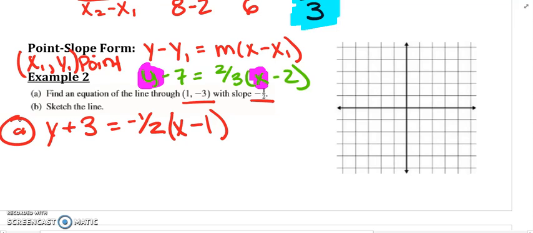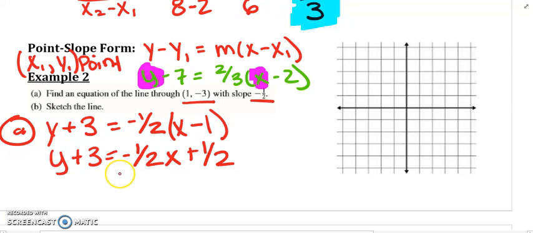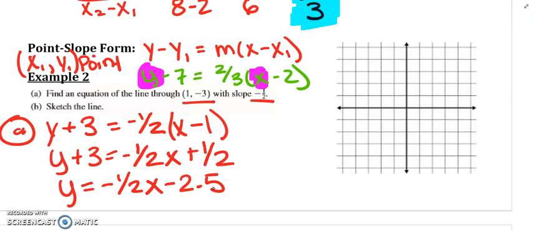Later we'll do slope intercept, which is what you're used to, which is solving for y. So if you wanted to do that, which like I said, at some point you'll need to, this is mostly what I'll make you do. I distributed my negative 1/2, and then I'm going to subtract 3 over. And so 1/2 minus 3 is negative 5/2, negative 2.5, something like that. Any of that's fine. And then it says to graph the line.